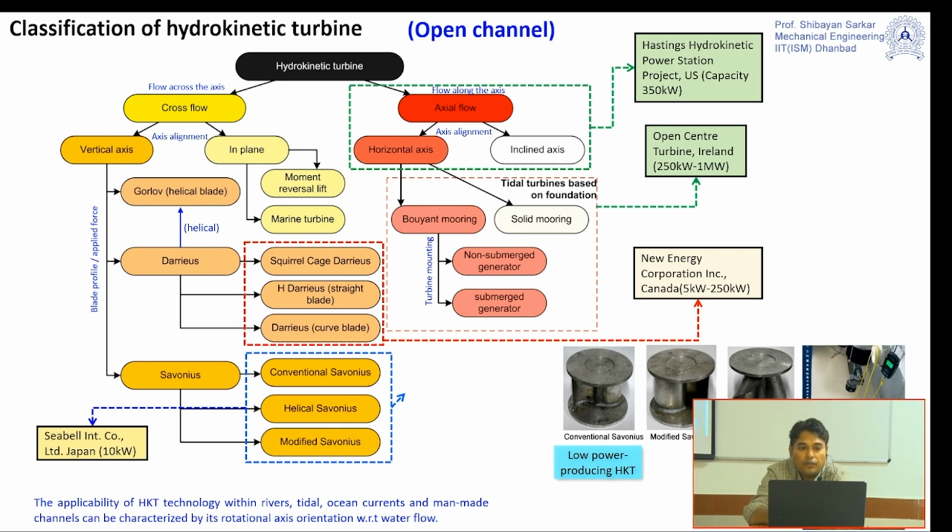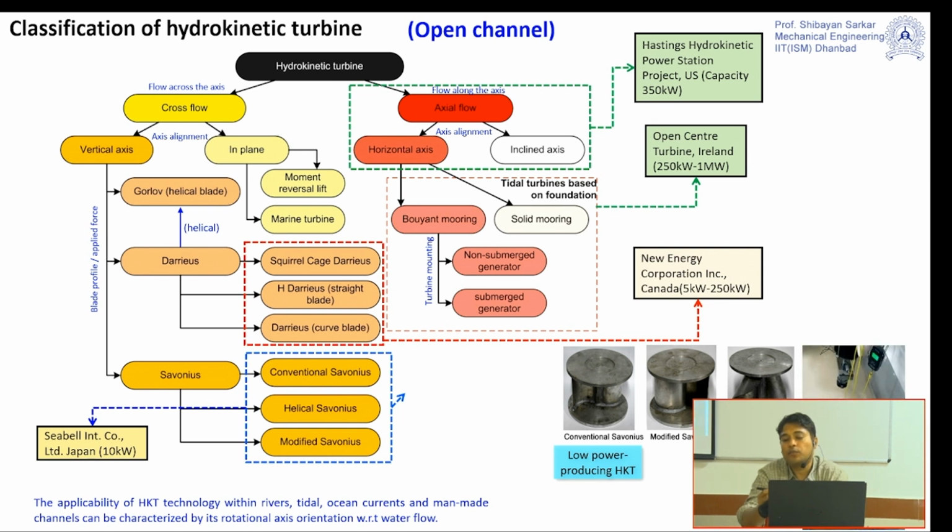So first of all, in this figure, it has been shown how the hydrokinetic turbine has been classified. Based on the flow passing through the blade, when fluid flow is passing through the blade, if it is across the axis, it is called a cross flow type of turbine. And if it is along the axis, then it is called an axial flow turbine.